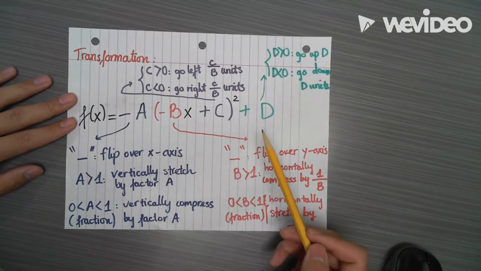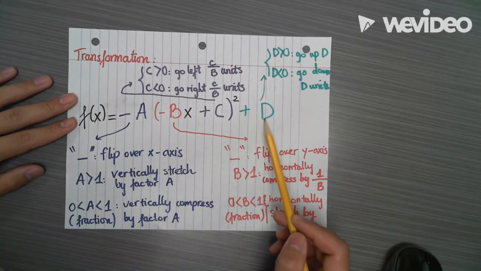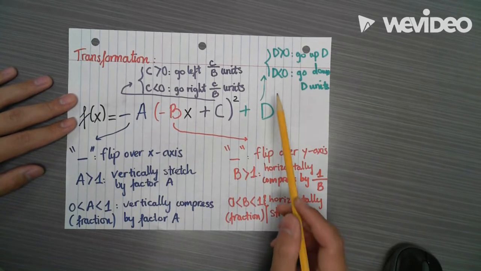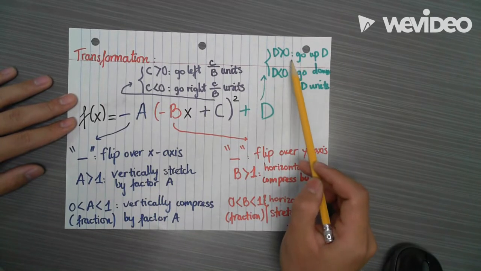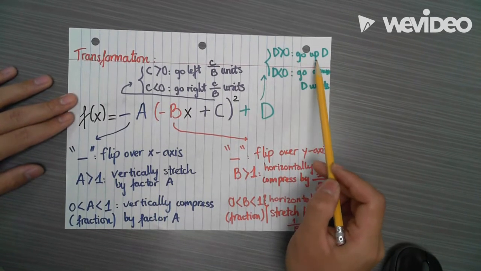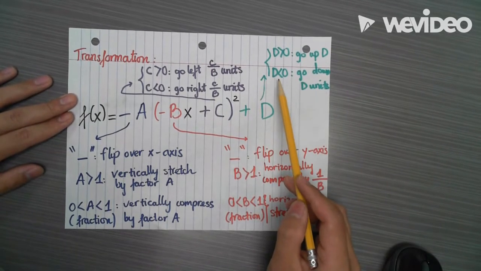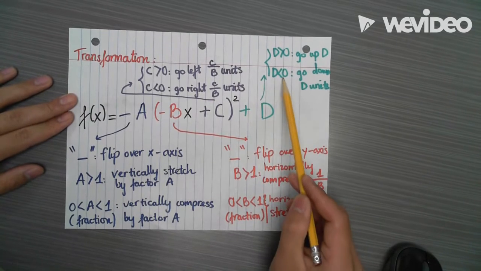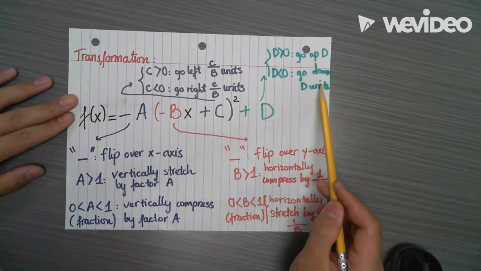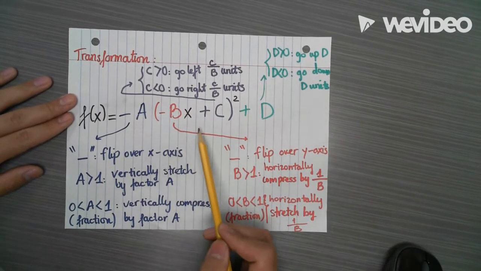Now we keep going with outside of the parentheses. If we add a number d, and d is bigger than 0, the graph will shift up d units. If we add a number d outside of the function that is less than 0, the graph will shift down d units. Now let's go inside the parentheses.